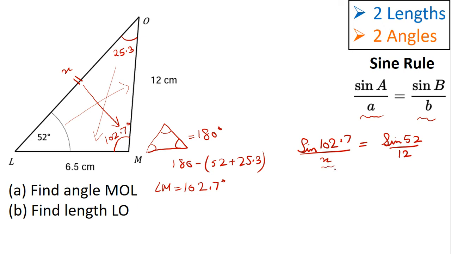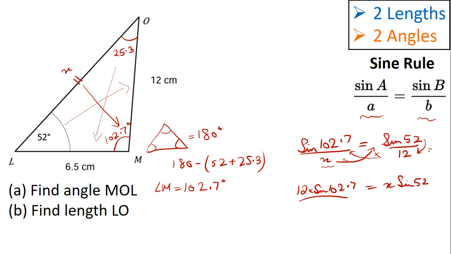Now, when you have a denominator that is missing or unknown, it's best practice to take it to the other side and form a proper single equation so that you don't get confused in the end. So I'm going to take my x over there and 12 over there. When 12 goes to the other side, because this 12 is in division with the sine 52, it turns into multiplication. Similarly, x is in division with sine 102.7, goes to the other side, turns into multiplication. So I'm going to write 12 times sine 102.7 is equal to x times sine 52.